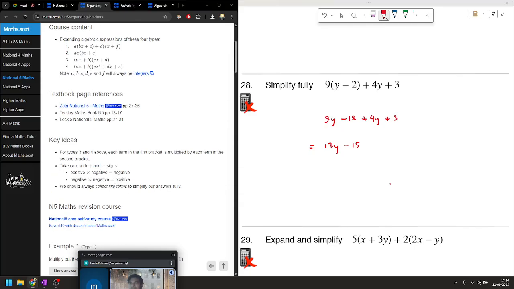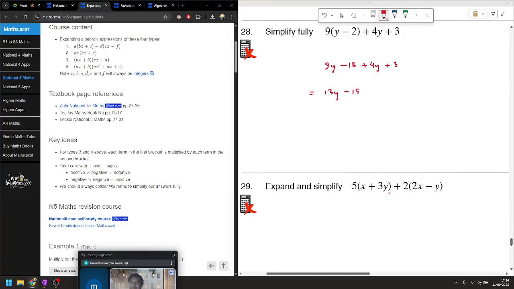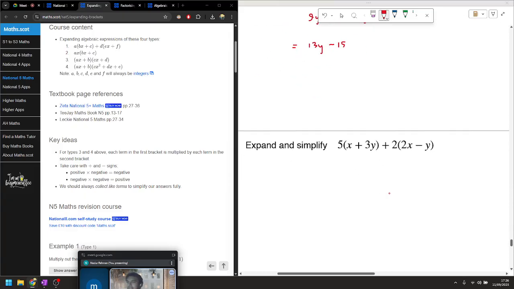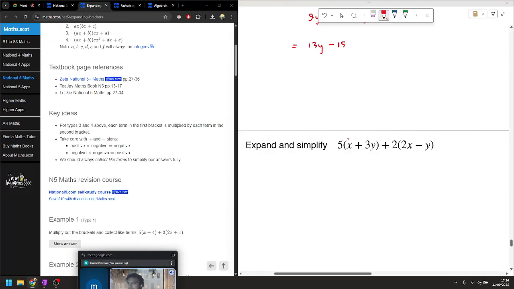So far this was key stage 3 level, something that people do in year 8, 9, etc. Starting here, you start to get GCSE, or National 5 level questions. Here you have to expand each bracket. I expand the first bracket, then the second bracket, and then we simplify. So here we do 5 times x, and then 5 times 3y. So I get 5x plus 15y. And I do 2 times 2x, so that's plus 4x. And then plus 2 times negative y, so that's minus 2y.